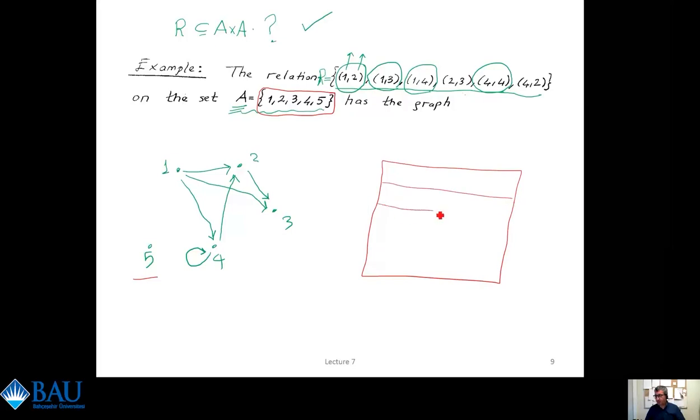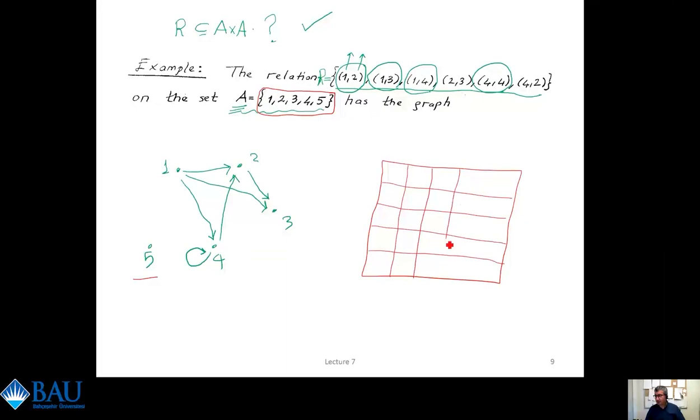1, 2, 3, 4, and 5. Now start to label them. For each row, use the elements of set A to label the rows 1, 2, 3, 4, and 5. Same thing for the columns: 1, 2, 3, 4, and 5.